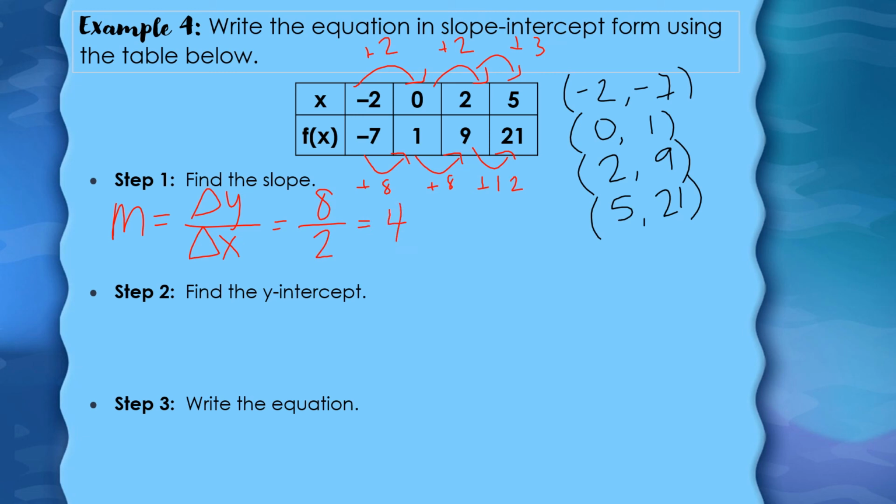And if we look at the end, it would be the same as if we did the change in y being 12 over the change in x being 3. That's still 4. So my slope is 4.